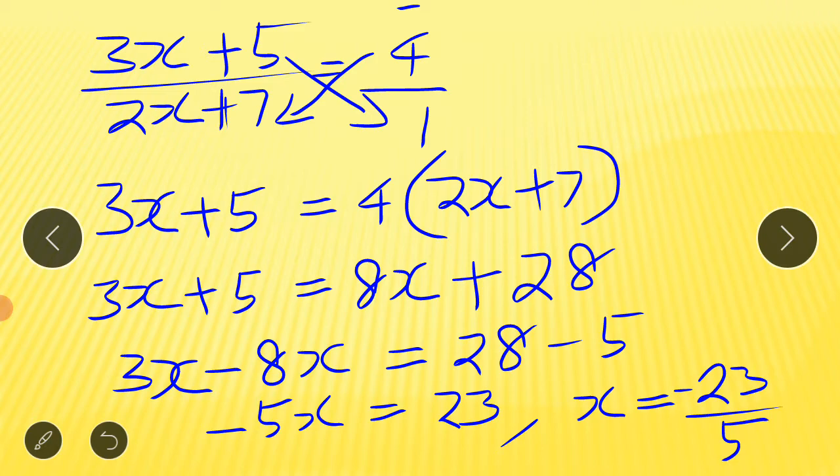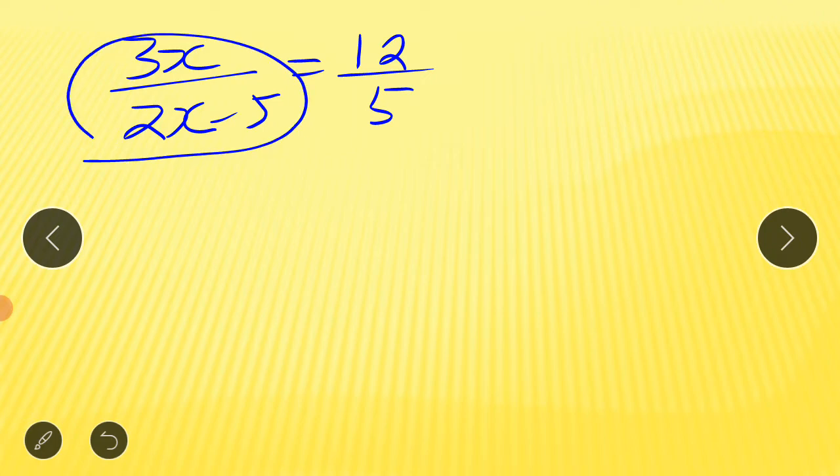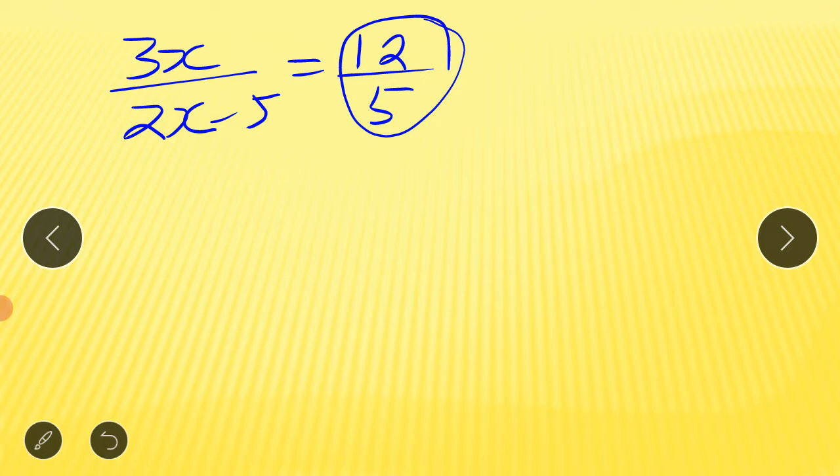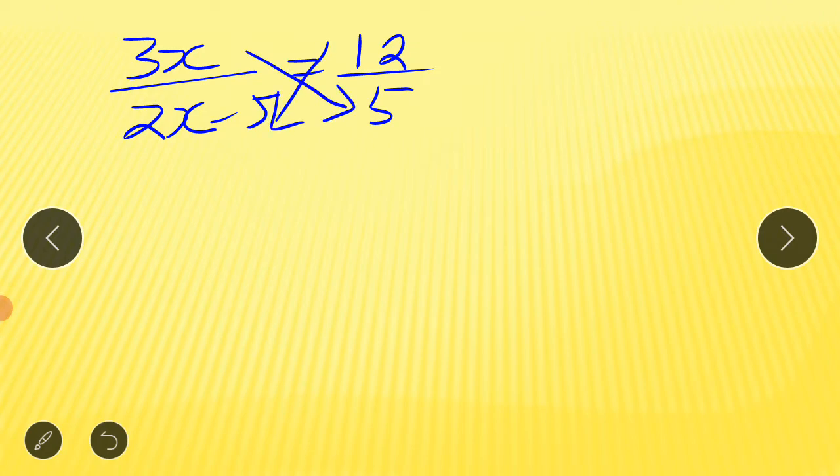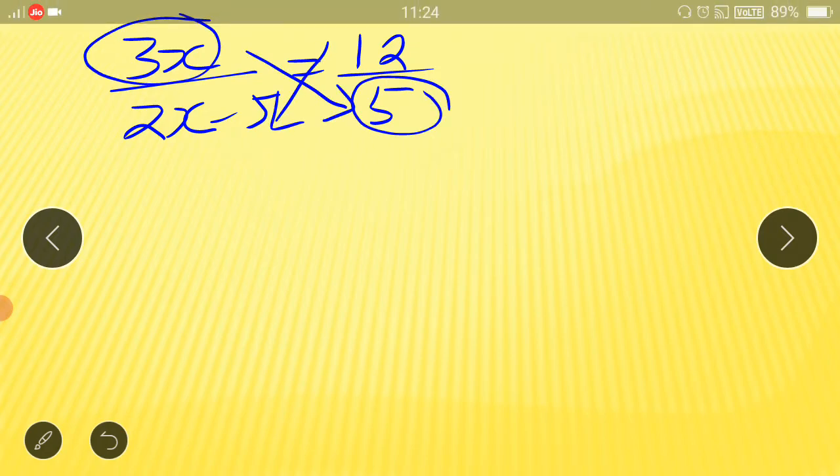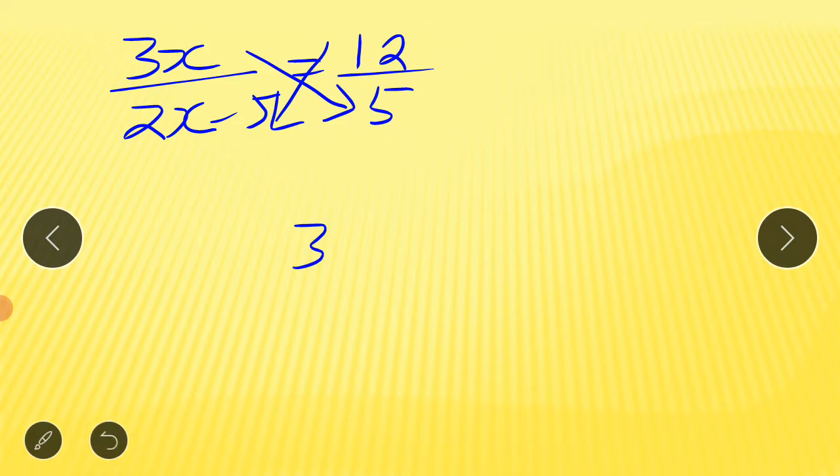Let's see the next example. 3x by (2x minus 5) equal to 12 by 5. Here also you can see the left hand side is in the form of p by q, that is fractional form. Right hand side also fractional form. So it's simple. What method can we apply? Cross multiplication. So 3x into 5, directly we can multiply.